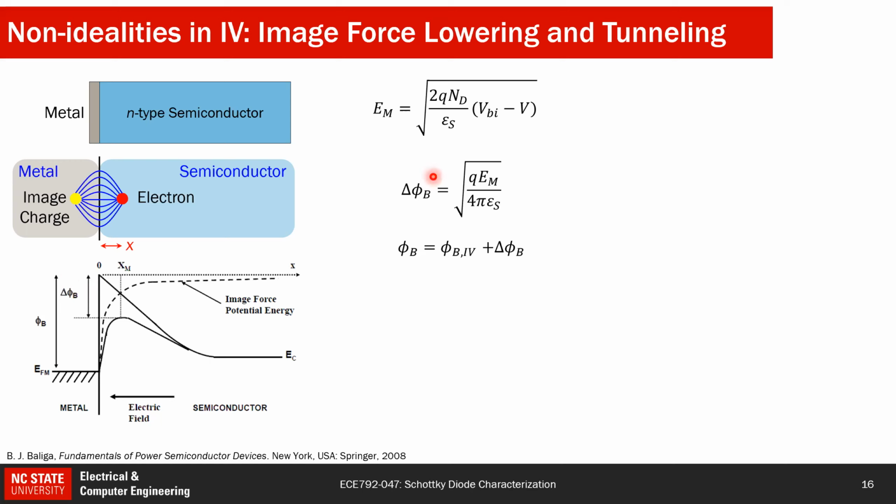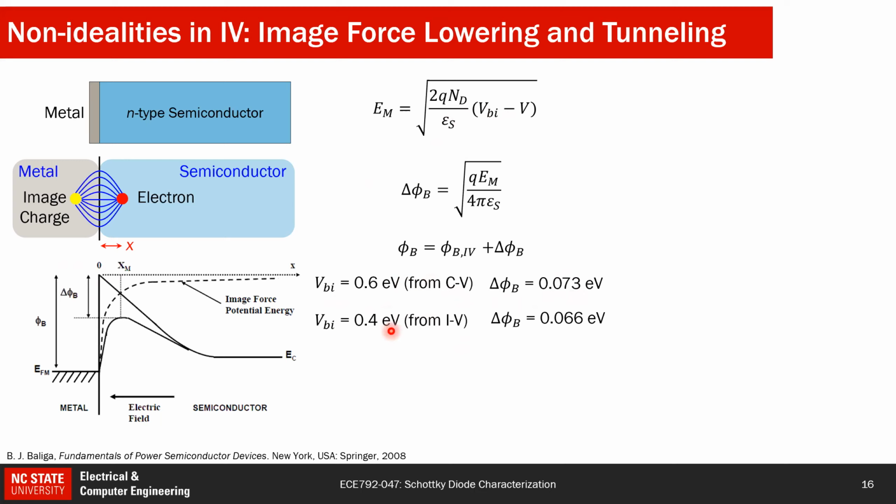Now if I want to find how much barrier height lowering I have in my devices, I can use the VBI I found from CV, and then I can find, let's say, delta phi B is around 0.07. And if I use VBI from my IV, then it's around 0.06. In short, the maximum barrier height lowering would be around 15 to 20% of the value that we get from either CV or IV. So let's say my actual barrier was not 0.4, but 0.47, but it's still lower than what I got from CV.